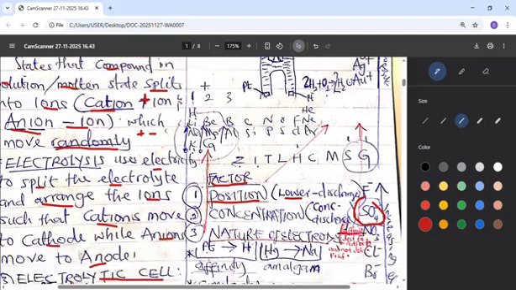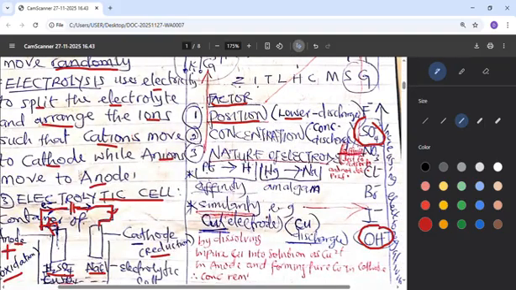Now let's move to other factors. We have mentioned position, like when we said hydroxyl will be preferentially discharged over SO4. We will still later look at concentration as a factor. We have looked at nature, that means in terms of affinity, where we saw platinum has affinity for hydrogen. We'll still look at mercury, which has affinity for sodium. So let's proceed.